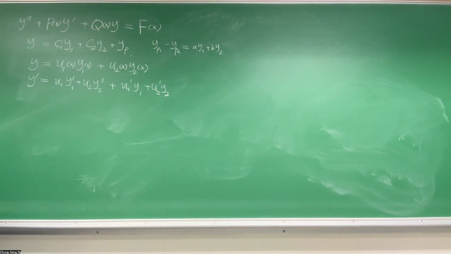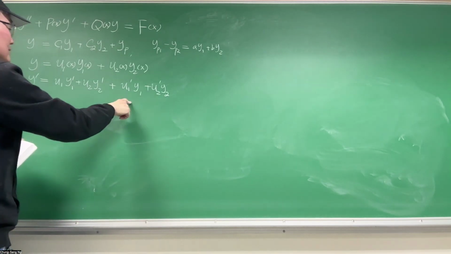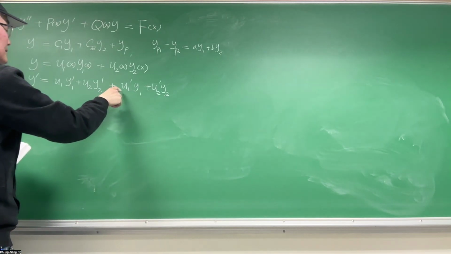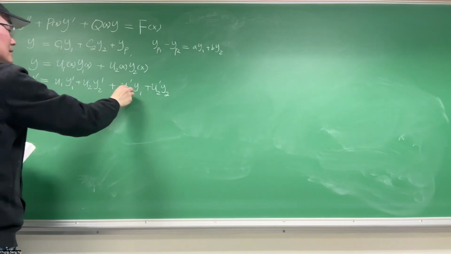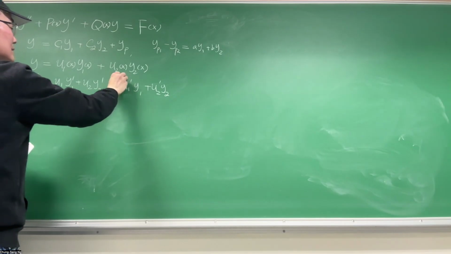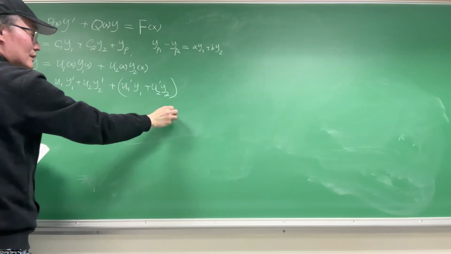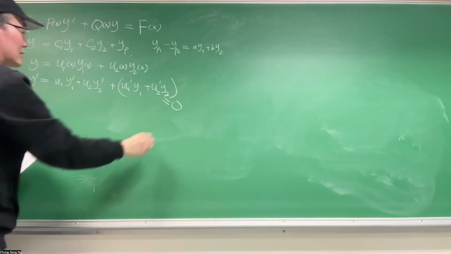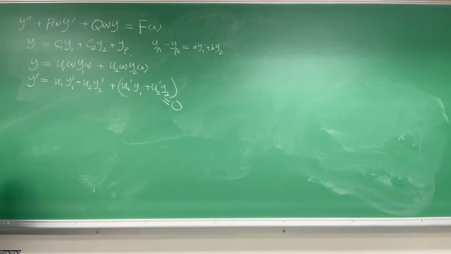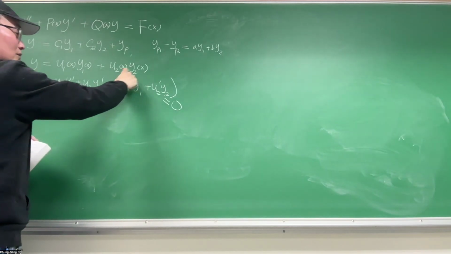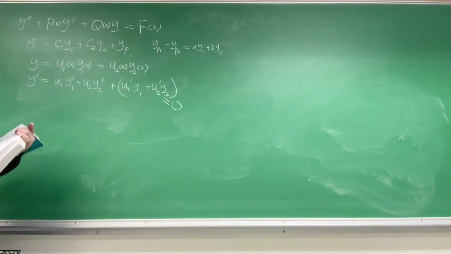Right, and now the idea is we want to set these two terms to 0. So this would be our choice of a condition that u sub 1 and u sub 2 need to satisfy. We require this to be 0.